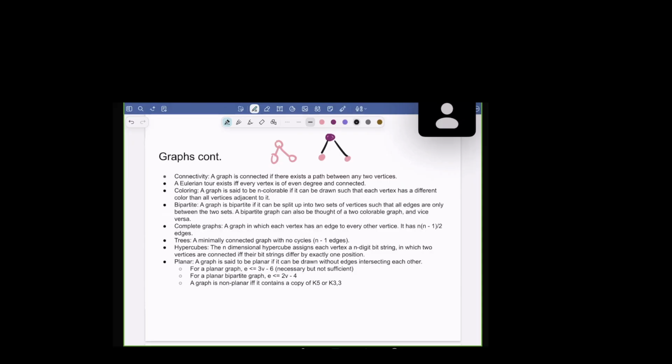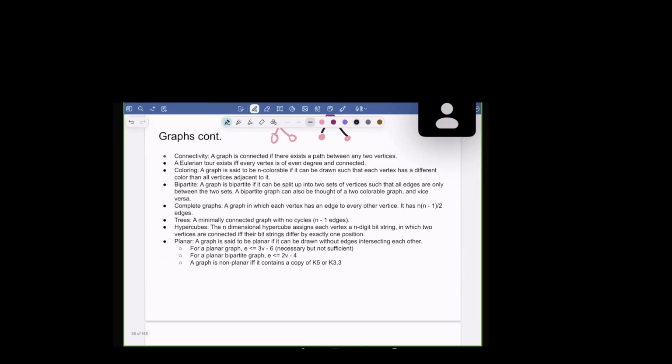All right, and then a bipartite graph is basically a graph that can be 2-colored. We want to know if a graph is bipartite because we want to know if we can split the nodes into two distinct groups that do not have a connection to each other. And then a complete graph is where every vertex has an edge to every other vertex besides itself.